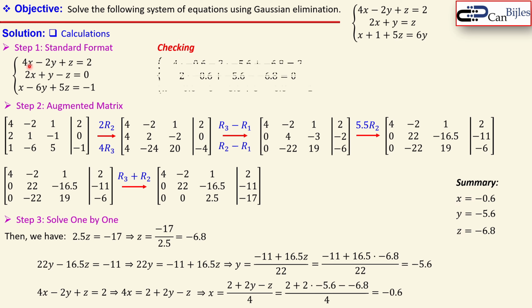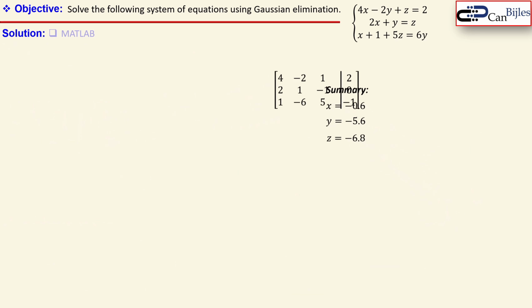Now let's do that: 4 times the x and then minus 2 times y plus z. So from here, you can see that it will result indeed in 2, so that means this is correct. And the second one will result in 0, just substitute the x, y, and z, and the third one is producing minus 1. So this is all correct, so we can say our results are indeed correct. Now let's see that also in MATLAB.